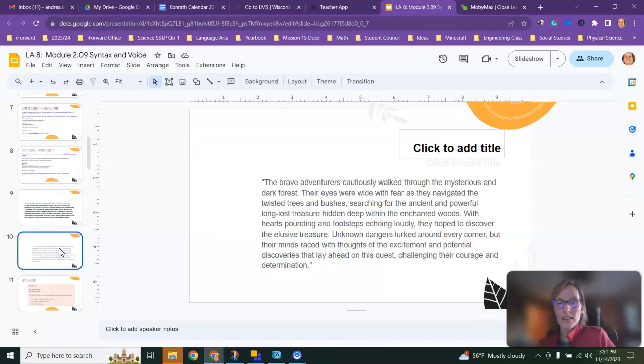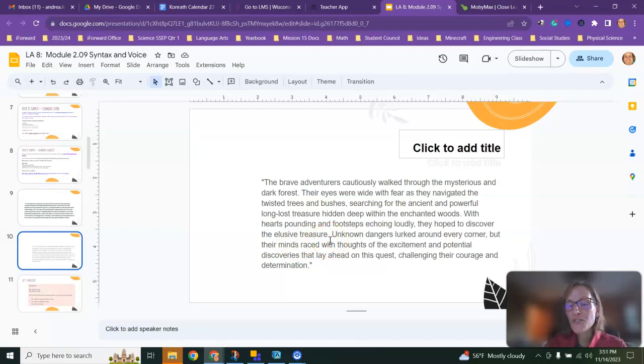Here's how I could make it better. It's all in how you switch up your words. Here's my example. The brave adventurers cautiously walked through the mysterious and dark forest. Period. Their eyes were wide with fear as they navigated the twisted trees and bushes, searching for the ancient and powerful, long lost treasure hidden deep within the enchanted woods. Period. With hearts pounding and footsteps echoing loudly, they hoped to discover the elusive treasure. Period.